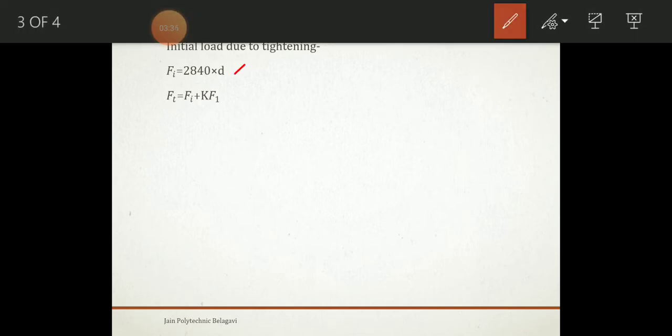Next, initial load due to the tightening. Now this you have to calculate. The formula for that is Fi, that is initial load, equal to 2840 into D. D is anyway not given. We have to find out D at the end of the problem. So keep this equation as it is. We cannot solve it further. Next, the total load will be equal to initial load plus load on the bolts, that is a single bolt.